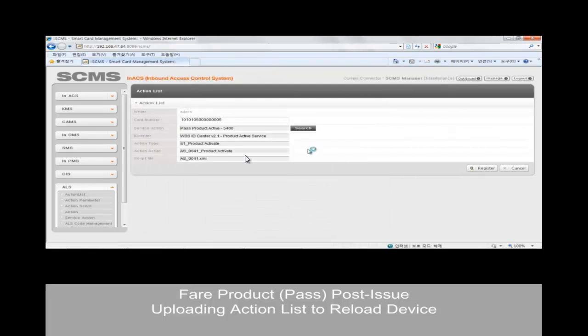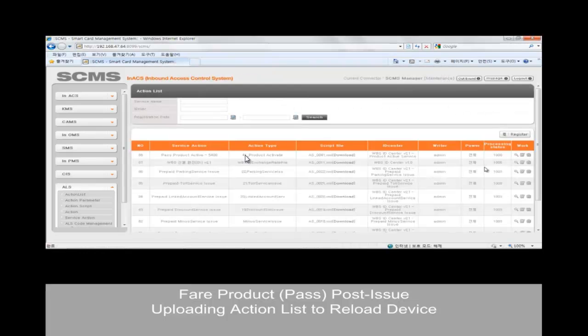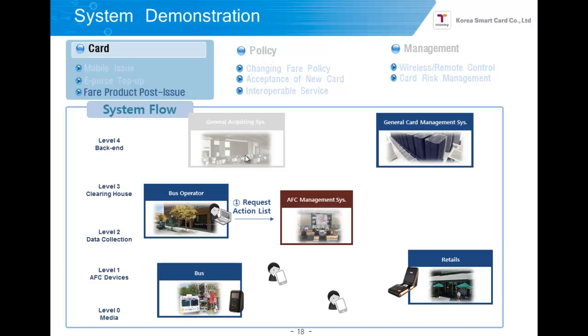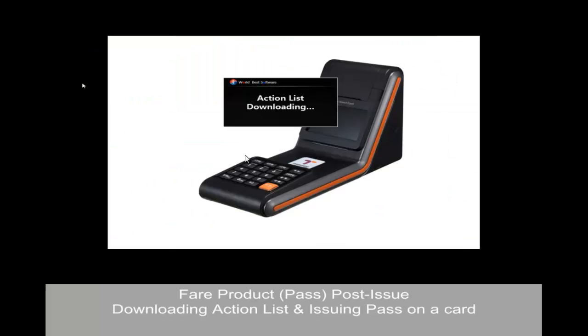Of course, the device has to have an action script which can read the action list. And the action list will have information such as card number, type of fare product, number of counts of pass, valid date, and etc. When the merchant device transmits the process result to the downloaded action list, now the device is ready to issue the fare product to the customer.